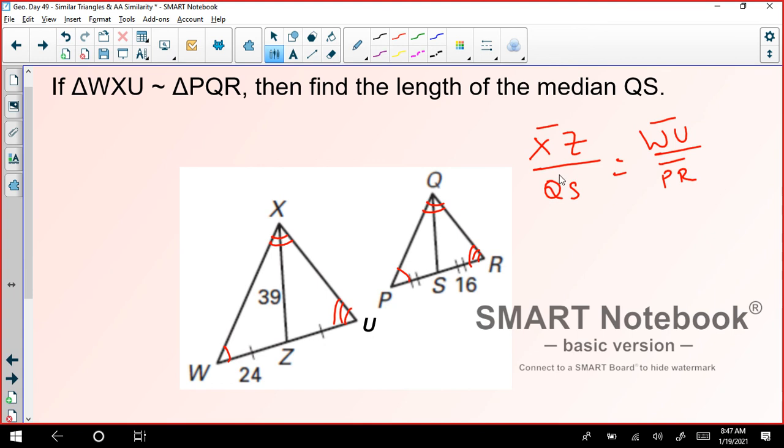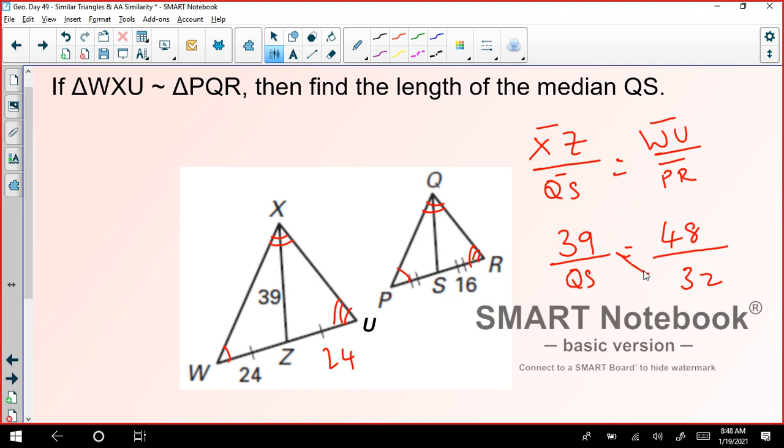Okay, these sides we have, and we can substitute whatever values we have. In place of XZ, I have 39. I'm interested in finding the value of QS, which I don't have. And I have the value of WU. This is going to be 24 plus 24, which is nothing but 48, because these two sides are congruent. Same way we have 16 plus 16, which is 32, as we have SR is congruent to PS.